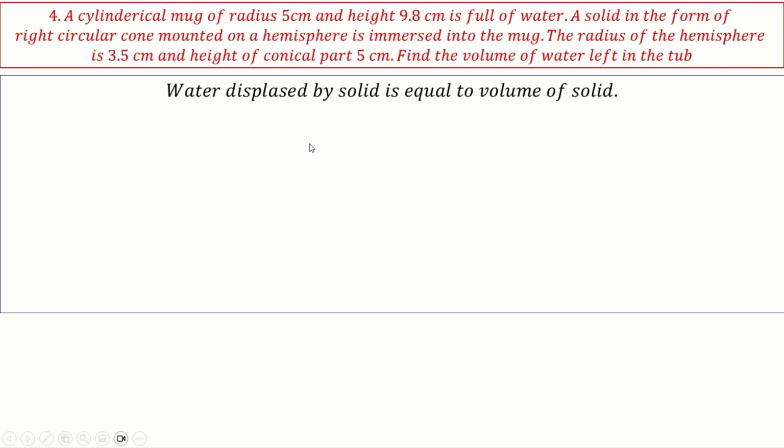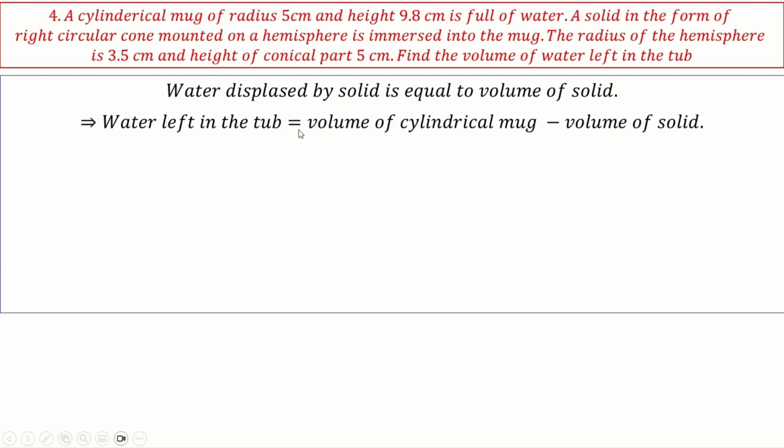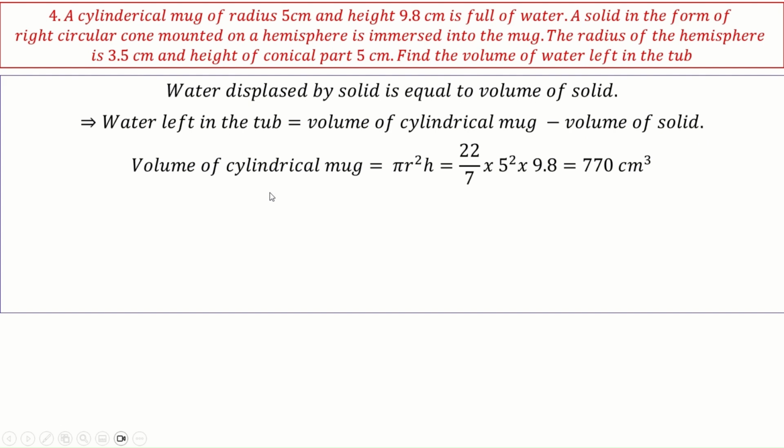Water displaced by the solid is equal to volume of the solid. So this is the one you should know. First calculate the volume of the solid and the volume of the container, that is the cylindrical mug, and subtract them. So water left in the mug is volume of the cylindrical mug minus volume of the solid. Volume of the cylindrical mug is pi r square h, so 770 centimeter cube.